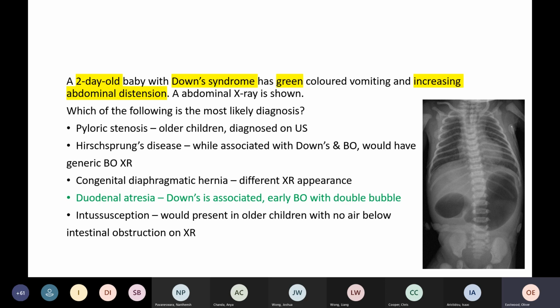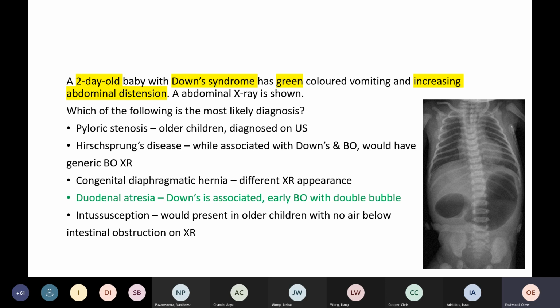Right, lovely. So we're thinking about a congenital issue here since we have symptoms pretty soon in life, and we've got bowel obstruction. We've got the green coloured vomit, which is pretty much a red marker for bowel obstruction. From the age of the child and the Down syndrome in the history, there are two things we're looking at. It's either duodenal atresia or Hirschsprung's. These both have increased prevalence in Down syndrome and can present in the first few days of life.